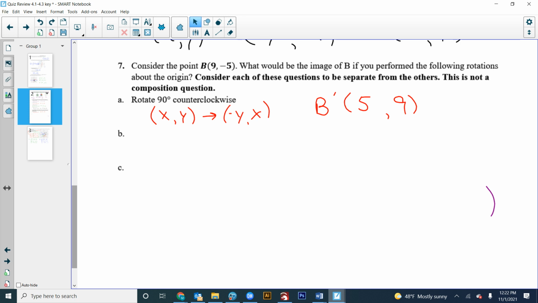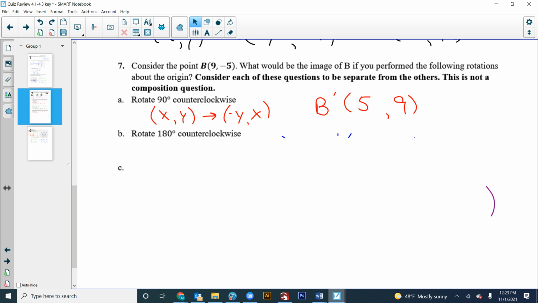Because if you get the rule right and then you just make a silly math mistake, I'm going to give you most of the points because you showed me the rule. You know the rule. All right, letter B. What do we got here?